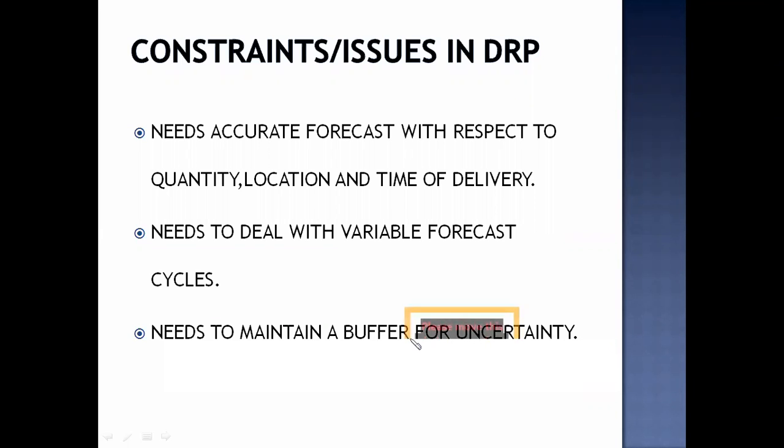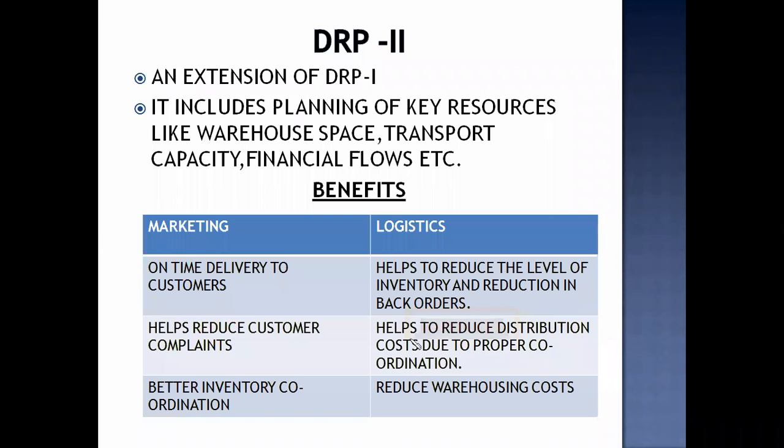We need to maintain a buffer for uncertainty. Uncertainty means maybe due to many reasons, sometimes the distribution may not happen properly. It could be any reasons, could be climate reasons also, very unfavorable climatic conditions, shortage of inventory, any reason, we should ensure that a buffer is maintained. Buffer means safety stock.